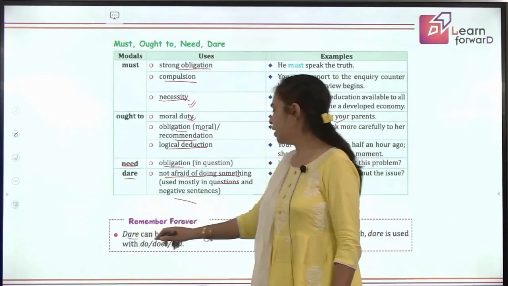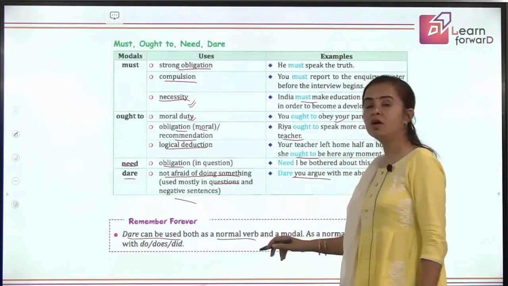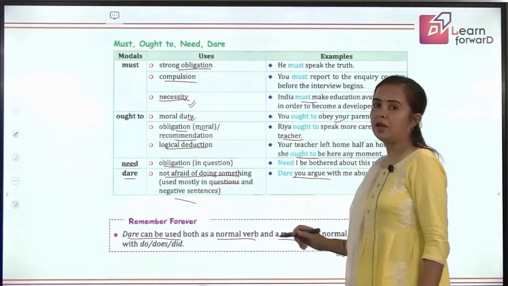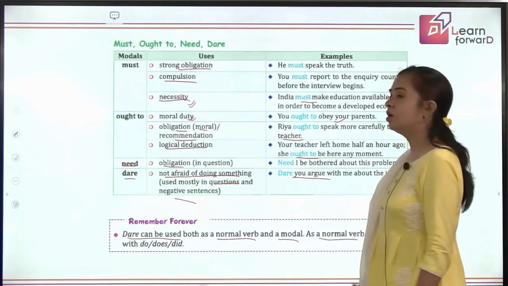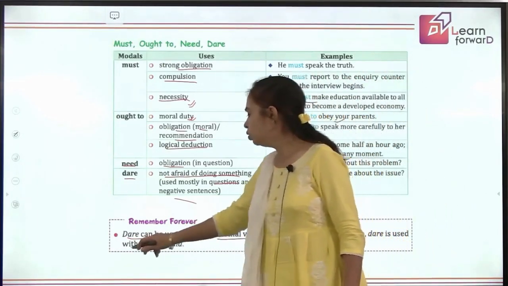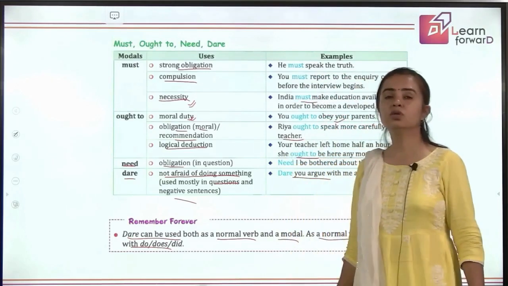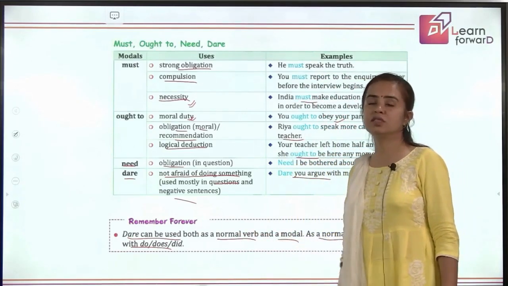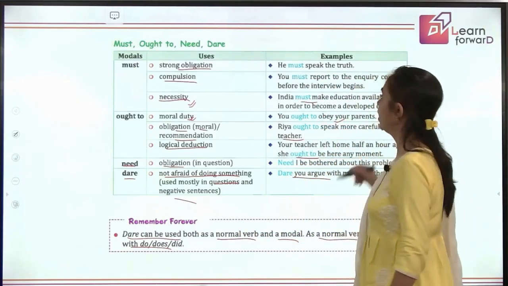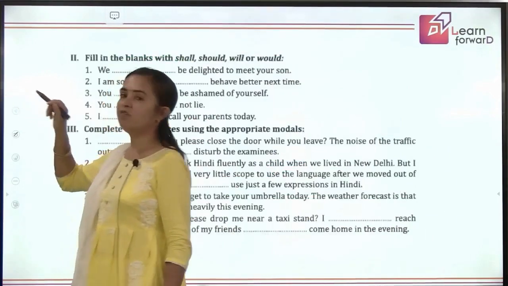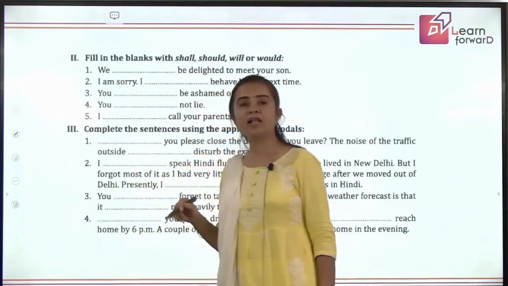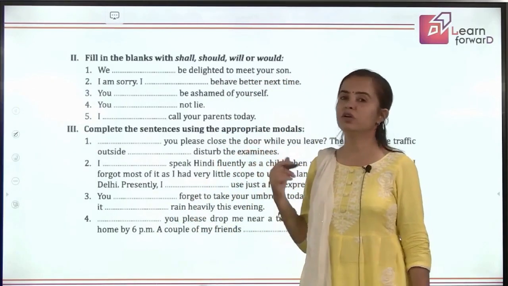Then dare can be used both as a normal verb and as a modal also. You can use dare as both. As a normal verb, it is used with do, does, did. So it is used with do, does, did when we are talking about dare as a normal verb, not as a modal. And when we are talking about modals, then it is followed by a to infinitive.